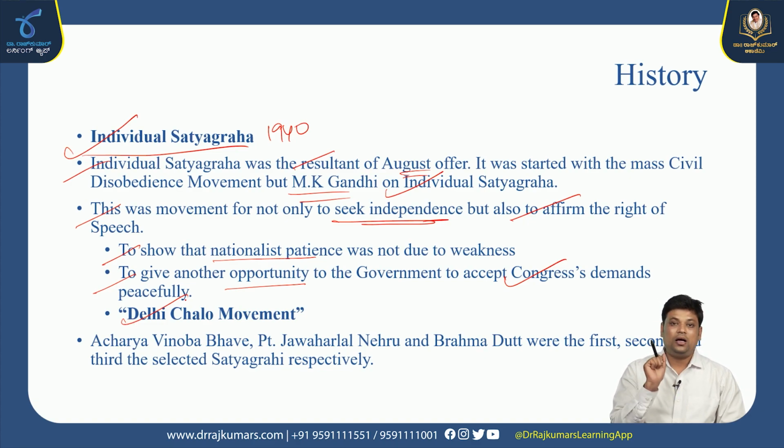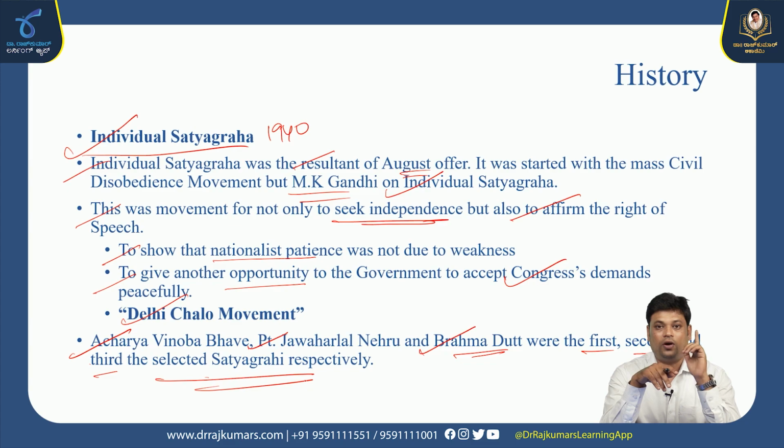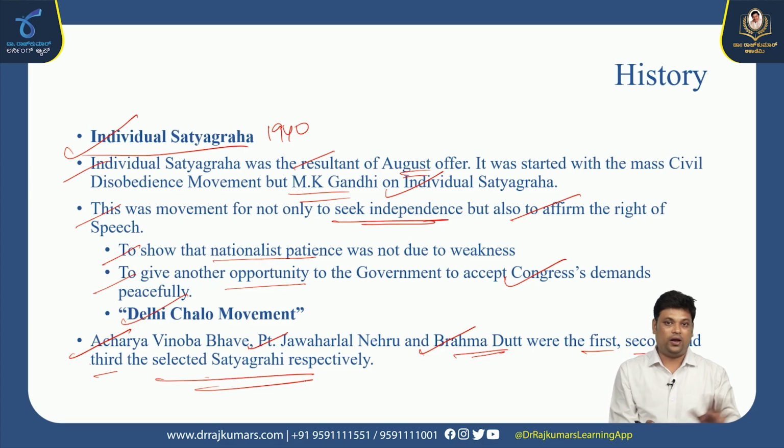For that, Mahatma Gandhi himself hand-picked the individuals to take part in this Satyagraha. Such popular personalities were chosen by Gandhi: Acharya Vinoba Bhave, Pandit Jawaharlal Nehru, and Brahma Dutt. These three persons were the first, second and third selected Satyagrahis respectively. So, individual Satyagraha 1940: the reason behind launching it was Gandhi's wish to show opposition because of the failure of the August Offer, three personalities were selected, and the theme is the Delhi Chalo movement. Okay, this is fair enough information.